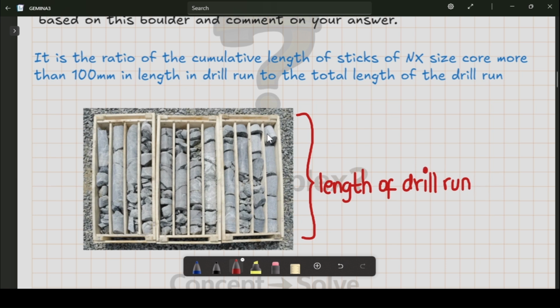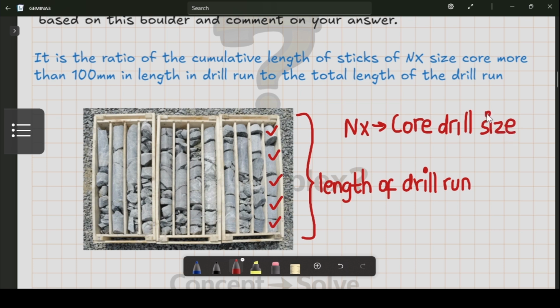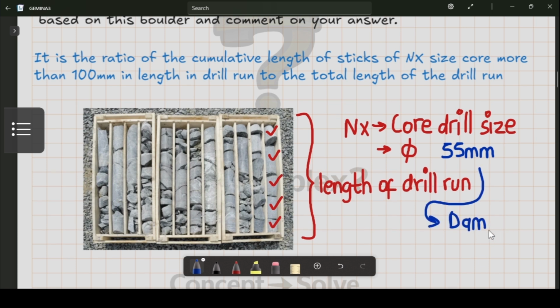Okay, and these little guys here making up this length are the sticks. So 1, 2, 3, 4, 5. Those are the sticks. If we take this one as an example. Now the NX, that is the core drill size. Okay, core drill size. So that is the diameter that we are using, right? So since it's NX, it's about 55 millimeters. This is what is used for dam, tunnel, and rock mass studies.